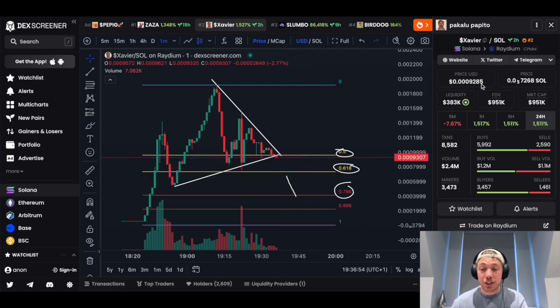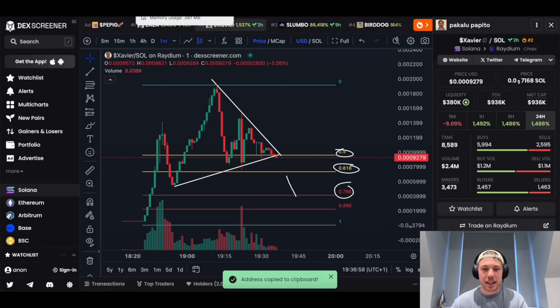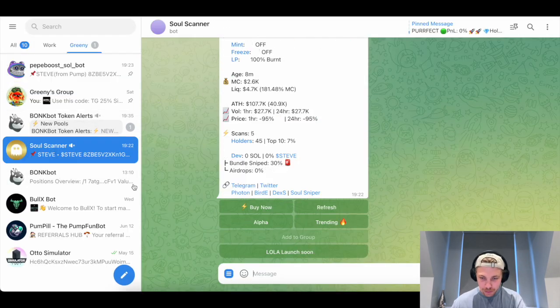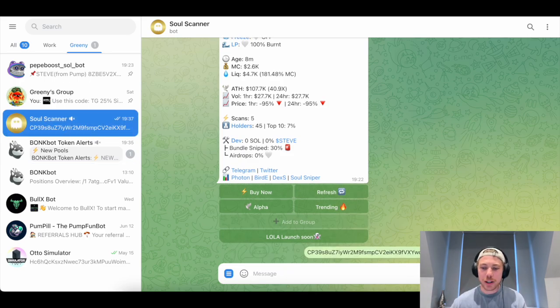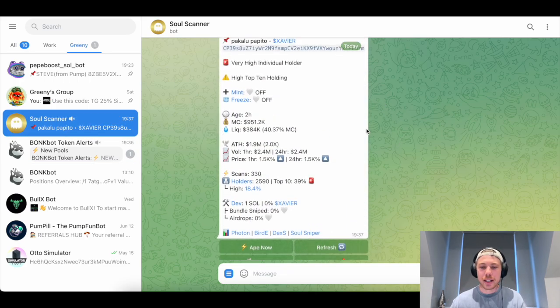Obviously, I haven't done a security check on this, so I would copy the contract over on the side. I'd come over to Telegram. So this is my sniping bot, but let's go to Soul Scanner and just do a quick check, because this is always how I like to trade. So I'll do it authentically. Paste the contract into Soul Scanner.